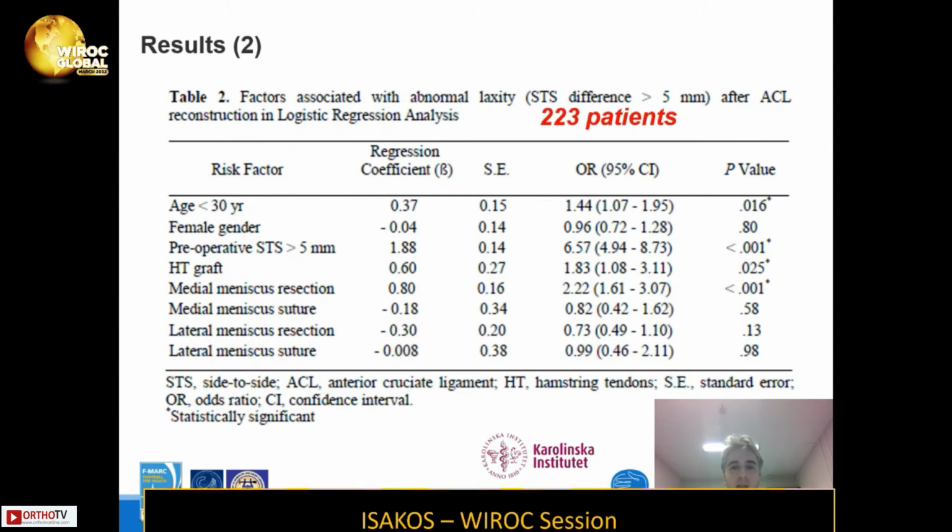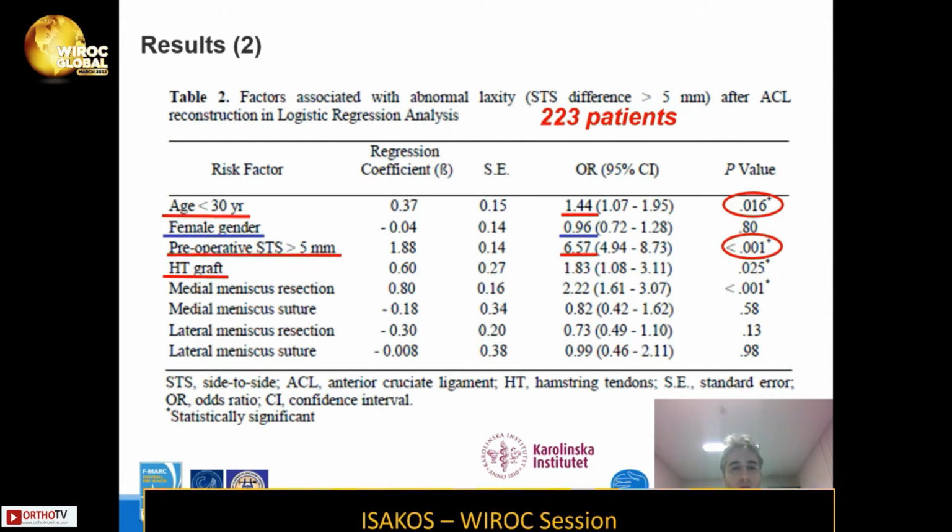We found a total of 223 patients, so about 4% of the entire cohort, having a side-to-side difference 6 months postoperatively of more than 5 millimeters. And we found that age less than 30 years was a risk factor. Female gender did not affect the risk. Preoperative side-to-side difference more than 5 millimeters was the strongest risk factor for having abnormal postoperative knee laxity.